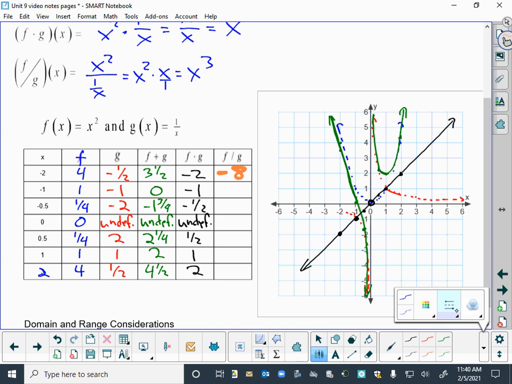F divided by g. 1 divided by negative 1 is a negative 1. 1/4 divided by negative 2 is a negative 1/8. Okay. 0 divided by undefined, that's still got to be undefined. 1/4 divided by 2 is 1/8. 1 divided by 1 is 1, and 4 divided by 1/2 is 8.